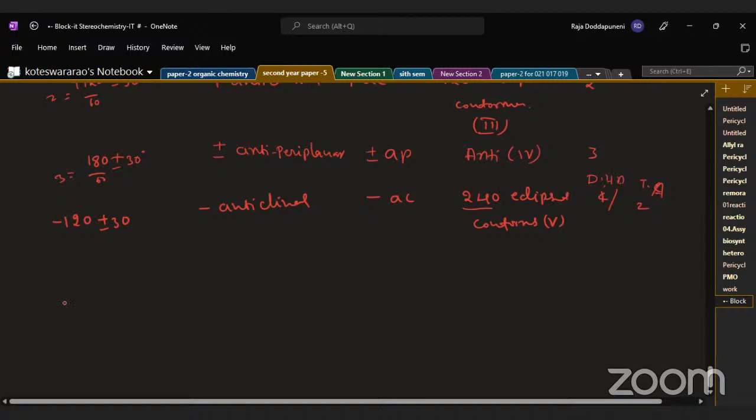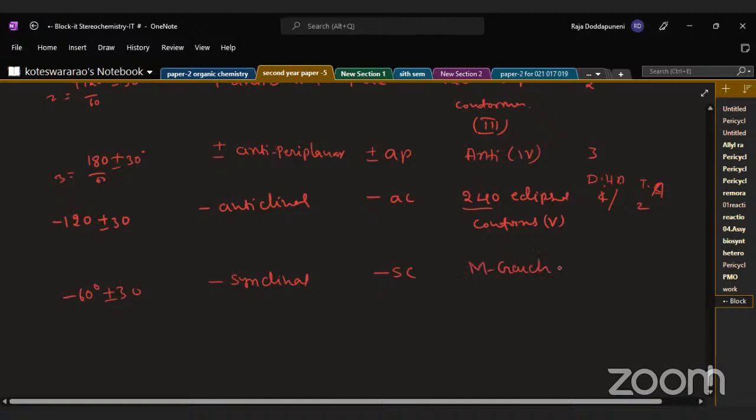Right. Next, minus 60 degrees plus or minus 30. It is the last one. Minus synclinal, that is minus SC. It is known as M Gaussian.